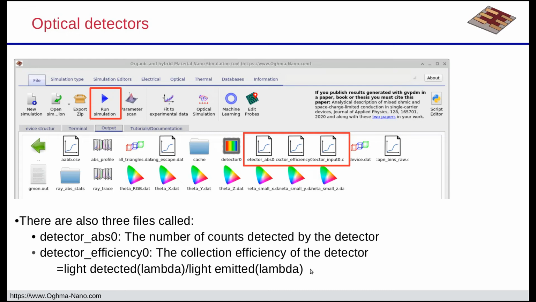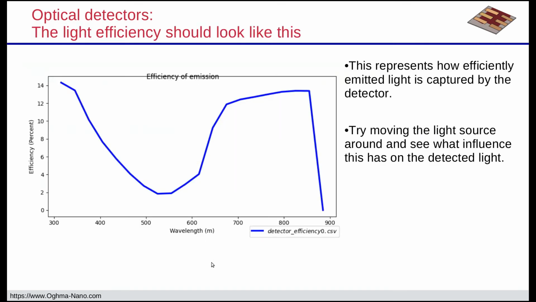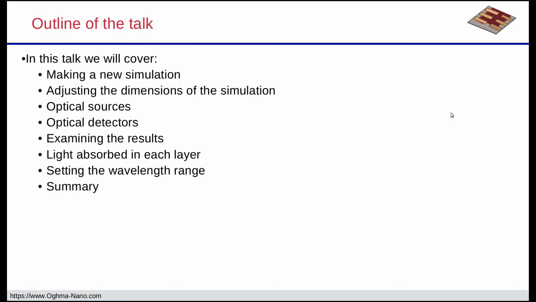And we've also got the detector efficiency file, which is the light detected over the light emitted. So it's sort of an efficiency of the light being coupled out. And it looks like this, for this particular material. We've got some type of absorption dip where not much light is making out of the device, at about 500 nanometers. But either side of that, we seem to be getting quite a lot of light out of our structure.